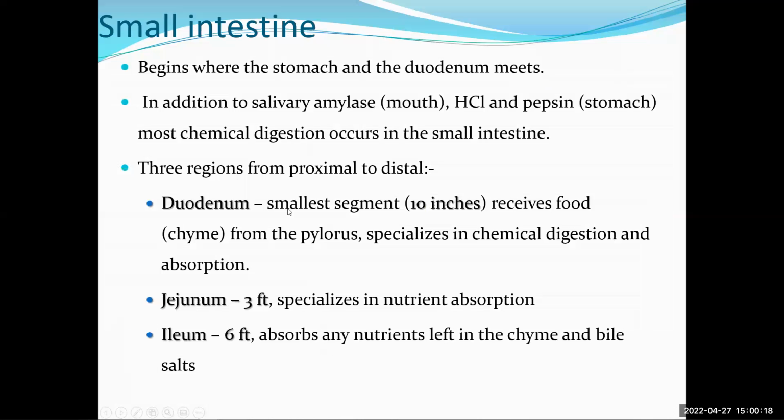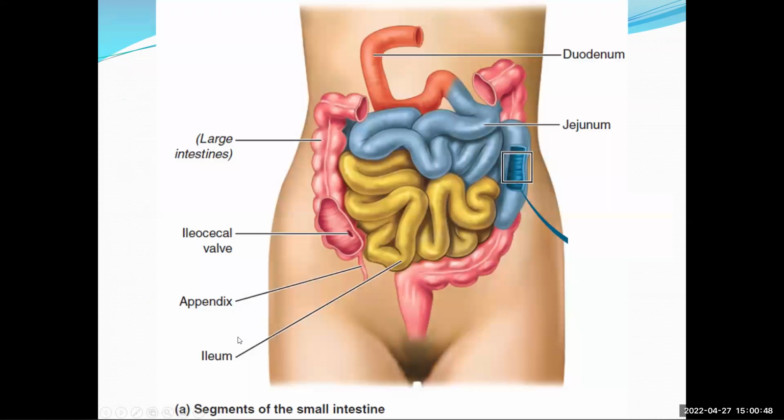The small intestine consists of 3 parts, DJI, right? And what is DJI? The duodenum, the jejunum, and the ileum. The duodenum is the smallest segment, the jejunum specializes in nutrient absorption, and the ileum absorbs any nutrients left in the chyme and bile salts. All right, so that is very important as it relates to those parts.